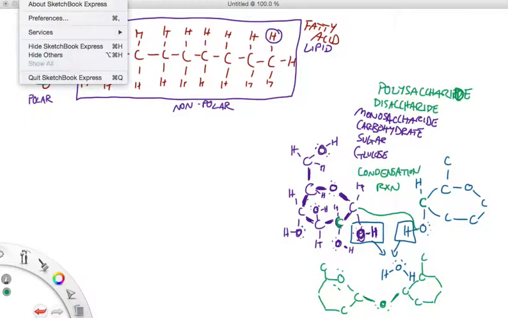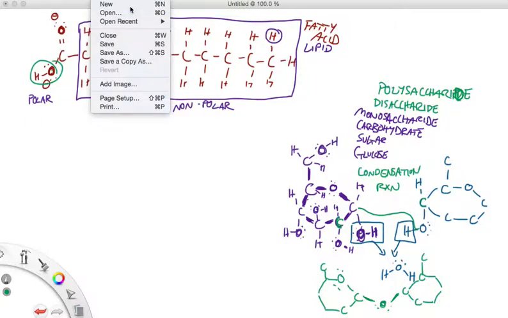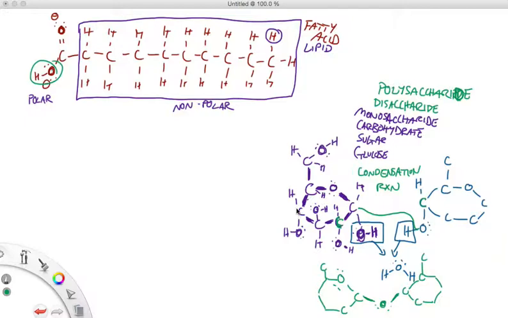I'm going to get a new screen here. Those two structures are really all about repeating units. So for a nucleic acid, you're just repeating the same thing over and over and over again.